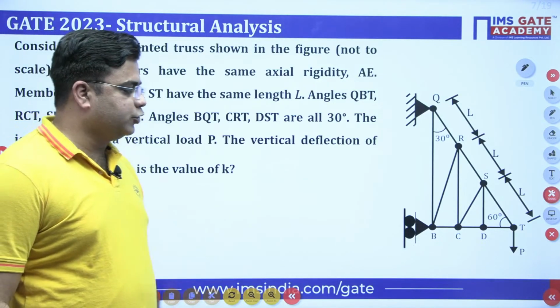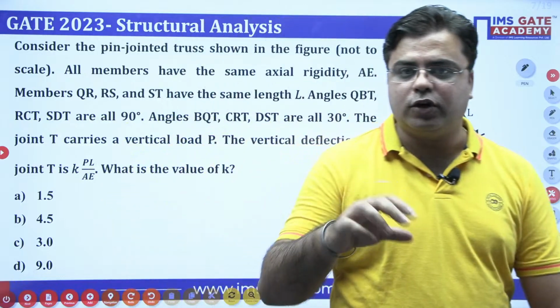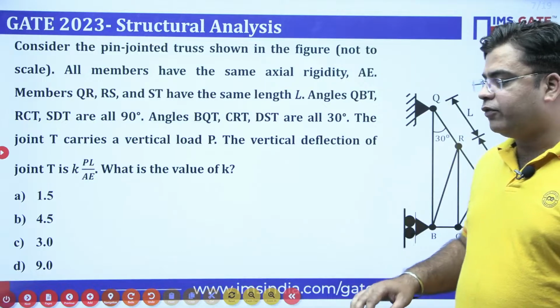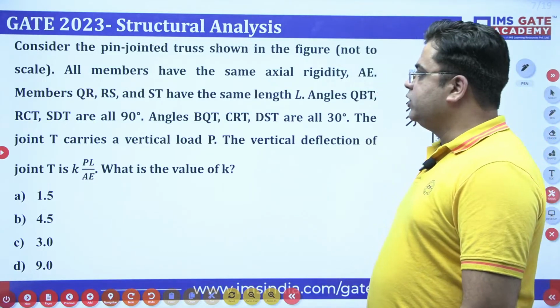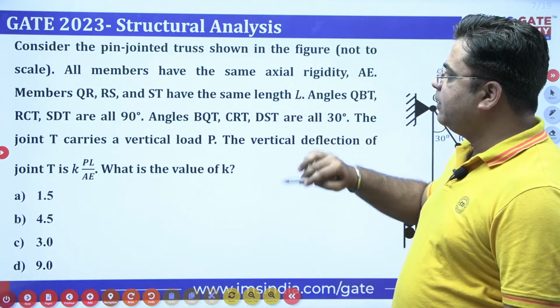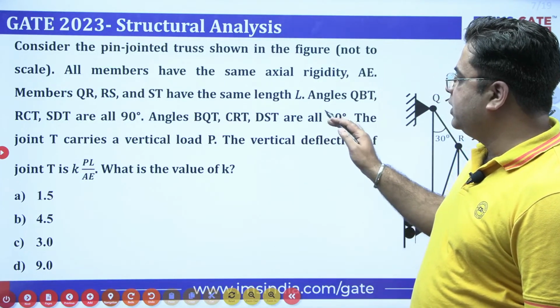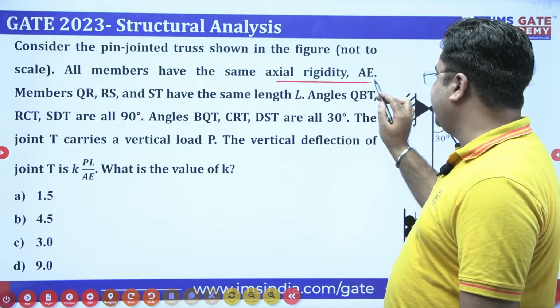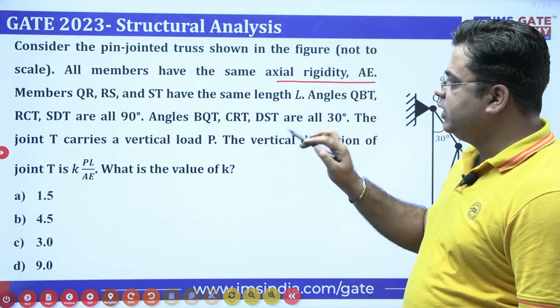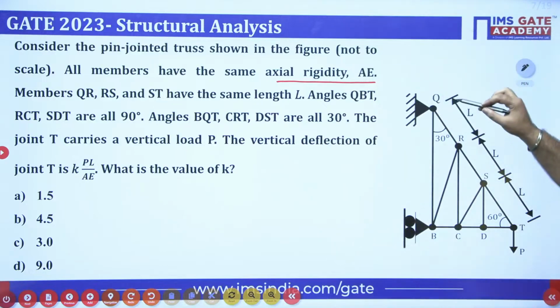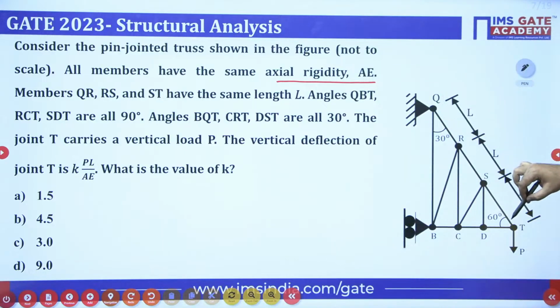Okay, let's see this question. So this is the question asked for the deflection of truss joint, right? And this is the question framed from the unit load method. Question says that consider the pin jointed truss shown in the figure, not to the scale, all members have the same axial rigidity AE. Members QR, RS, ST have the same length L, right?